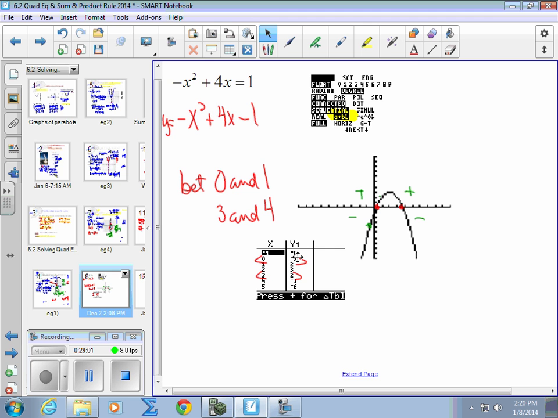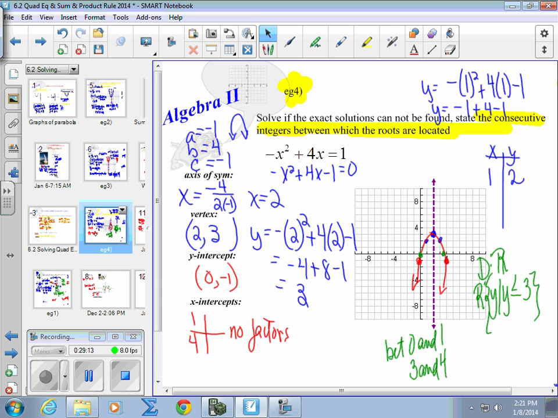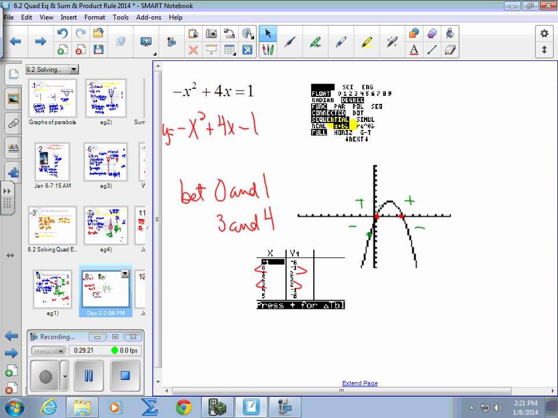Okay. Alright, so that's what it means when it says that you cannot find the exact solutions, write the consecutive integers between, or whatever the direction is there. The consecutive integers between which the roots are located. Alright, that takes me to the last topic, which I'm going to have to race through, but we'll get to it again tomorrow.